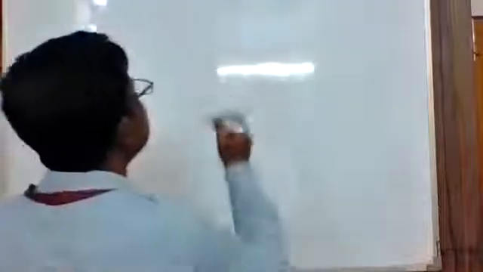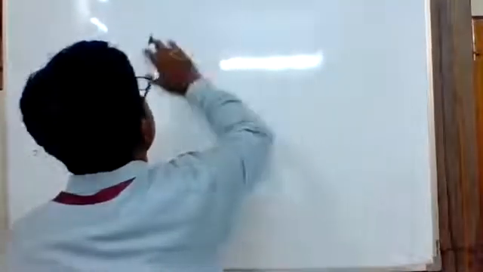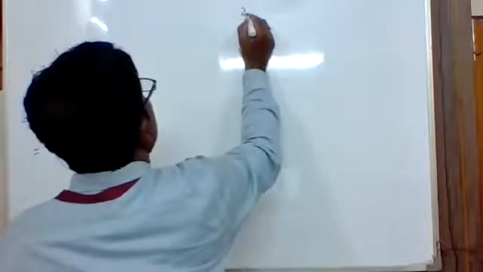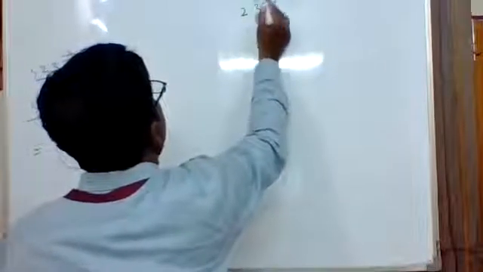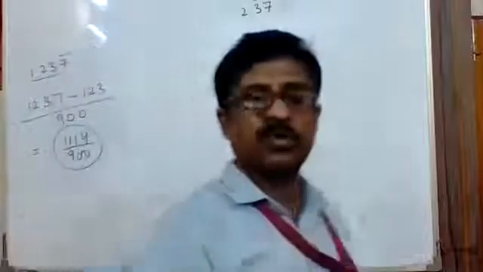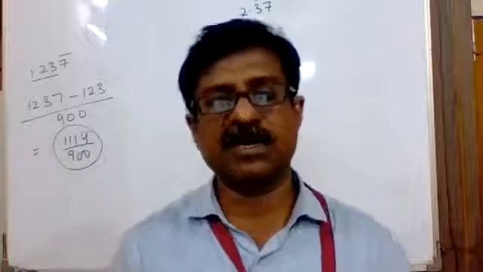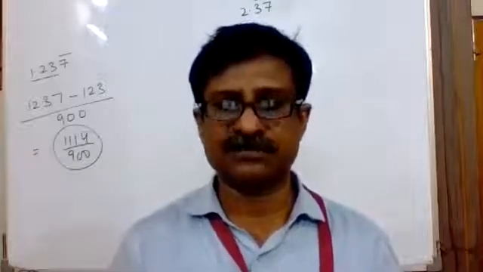Procedure is the same. Certain steps you have to skip. Suppose the question is convert 2.37 bar. Bar is over 3 and 7 both this time. We are not having any number which is not having the bar. Every number after decimal is having the bar.